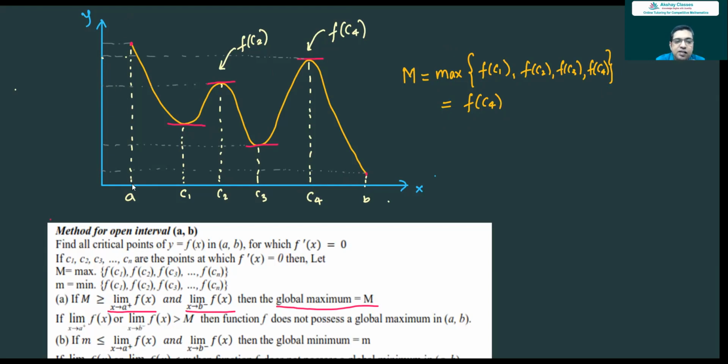However, the point just to the right of a is included. The point just to the left of b is also included because it's an open interval. So what we have to study is, as x tends to a plus, what value does the function tend to?